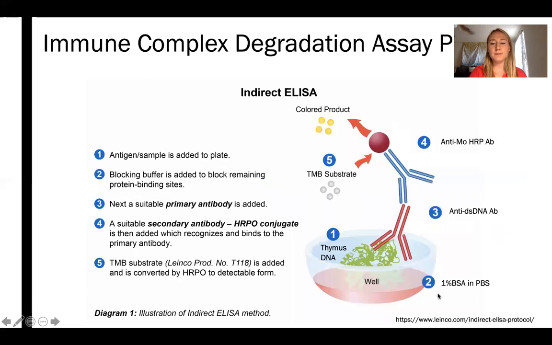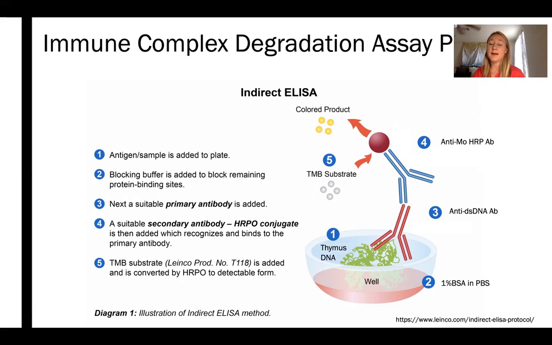And so to just pictorially show y'all, we add the antigen to the plate. So we add the thymus DNA to the plate, and we add the same concentration throughout all the wells. And then we're going to add 1% BSA and PBS as our blocking buffer, just to ensure that we have specific binding between the DNA and the primary antibody. So then once that happens, we then add our anti-double-stranded DNA antibody, or primary antibody. And so that's going to bind to the DNA, and that is the same thing as an immune complex. So we just made our immune complex.